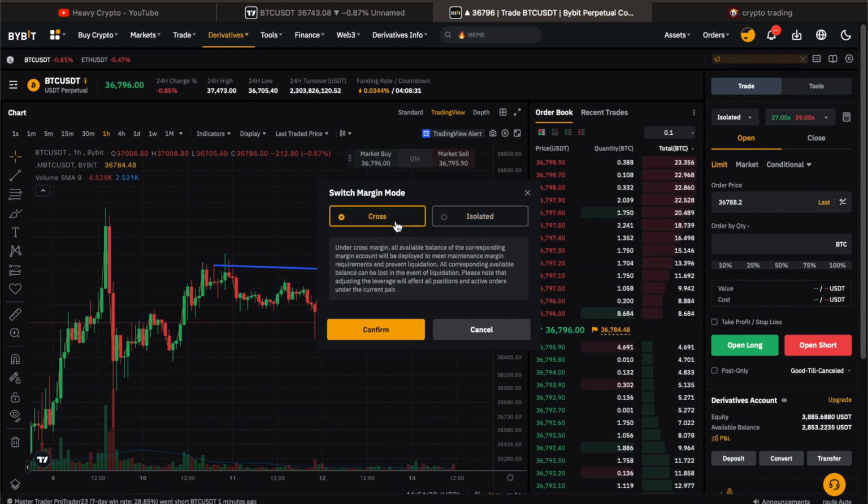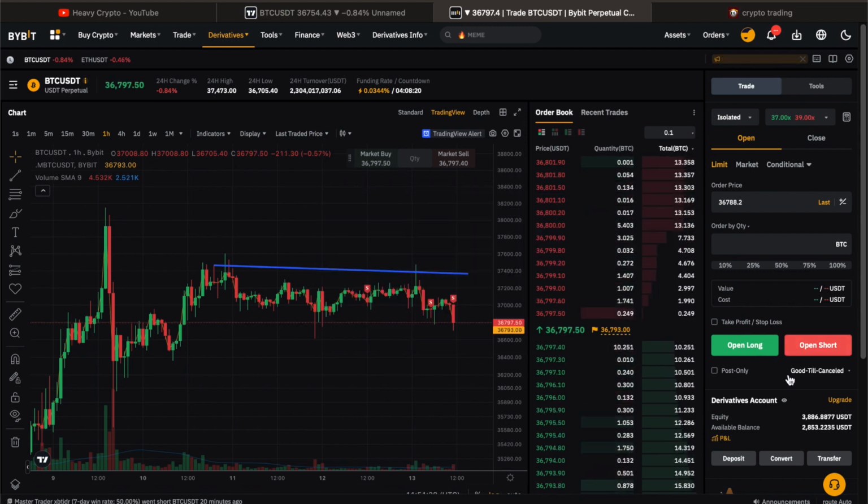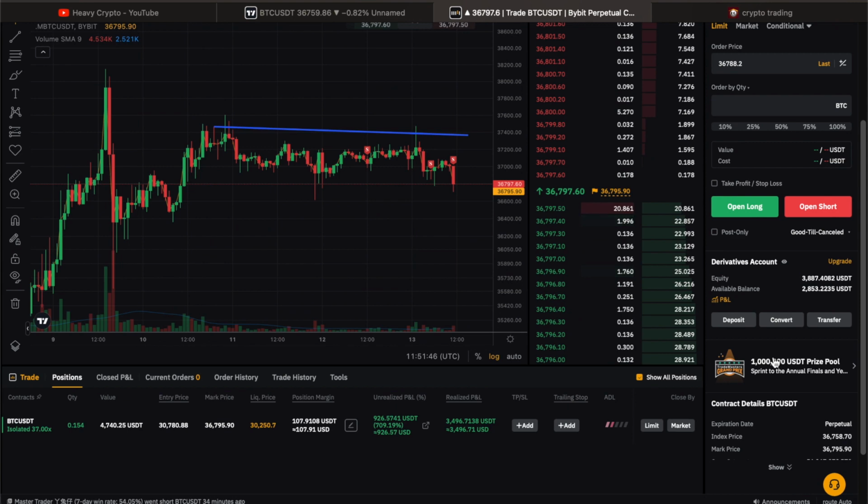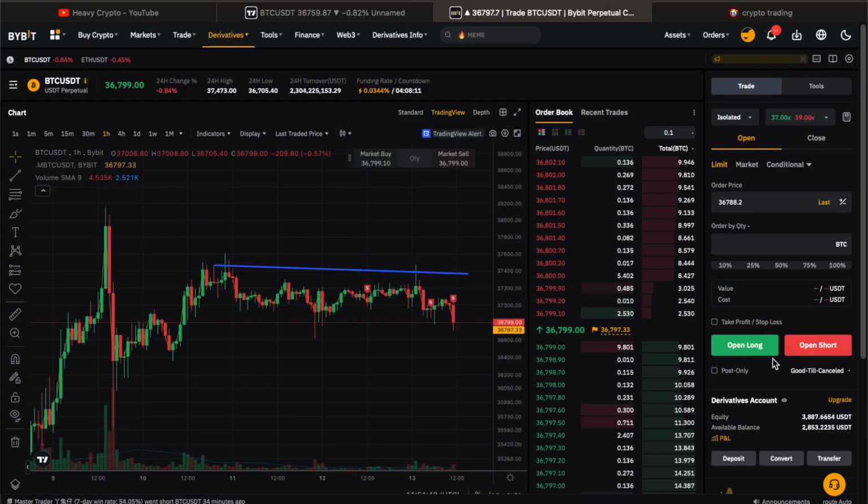If you use cross, it means that you are using your whole account to place a trade. So for example, if you have like 4,000 in your account and you want to use cross, it means that you're going to use the whole available balance that is in your account, meaning the whole 4,000 US dollars to trade.